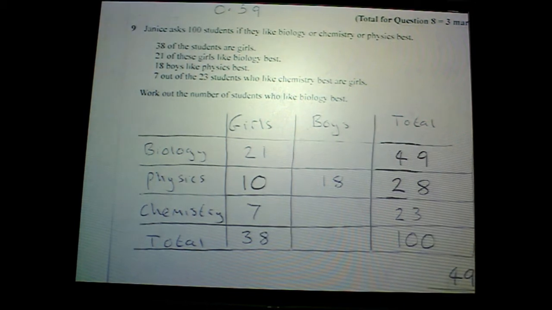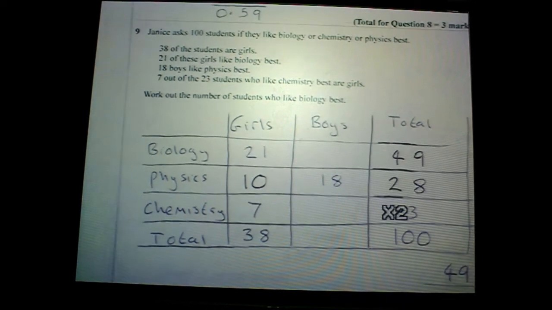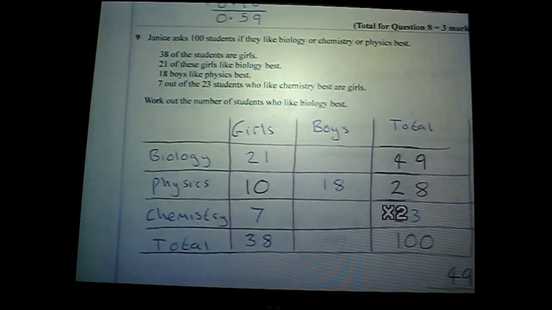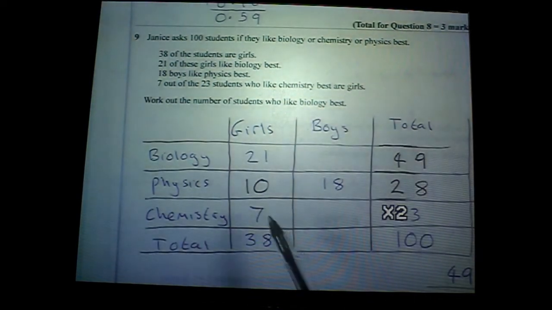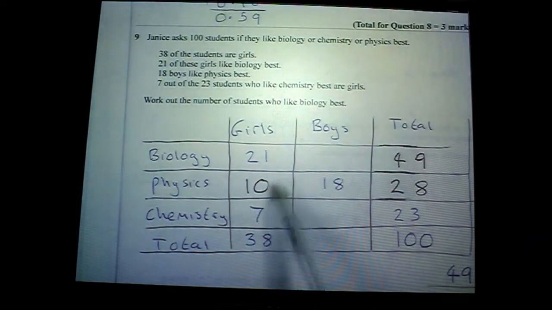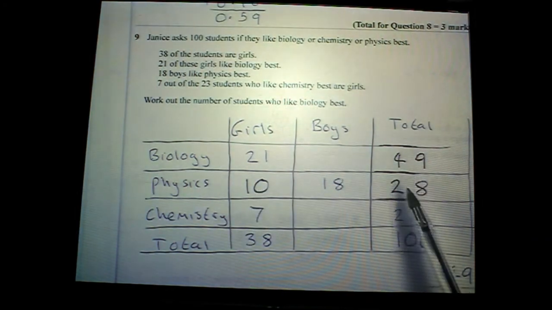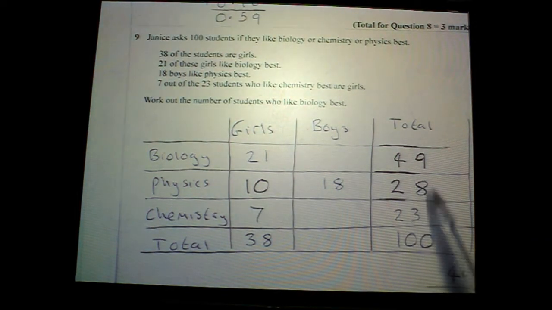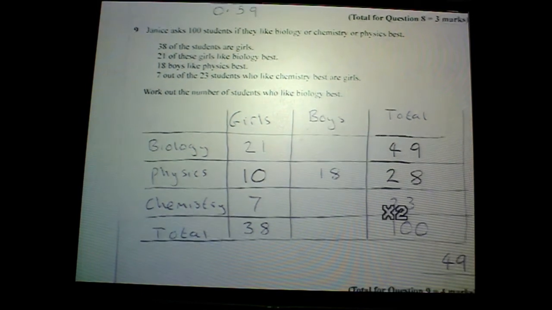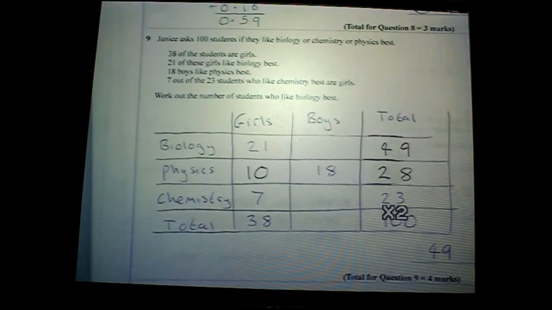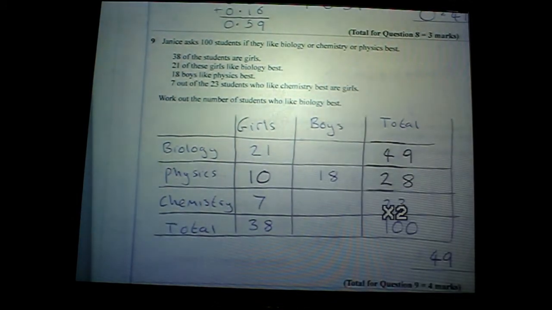Once you know this information, you can work out your answer. This one here you can work out as being 10. Once you know that's 10, you can work out that as being 28. And once you know that's 28, you can work out that as being 49, which is what the question wants. How many people like biology the best? I haven't bothered to work out the rest of them because you simply don't need to.